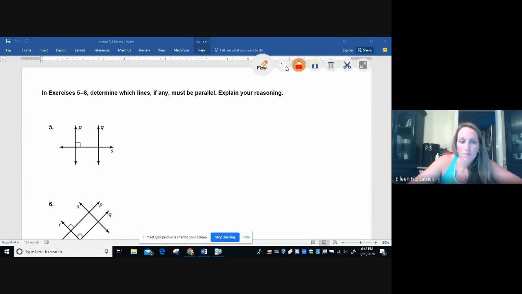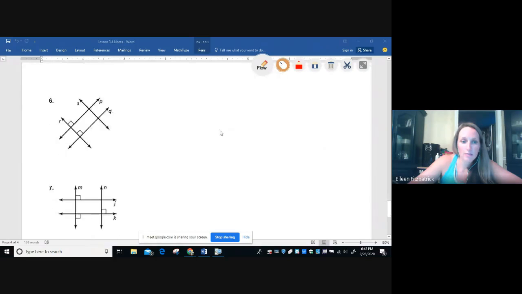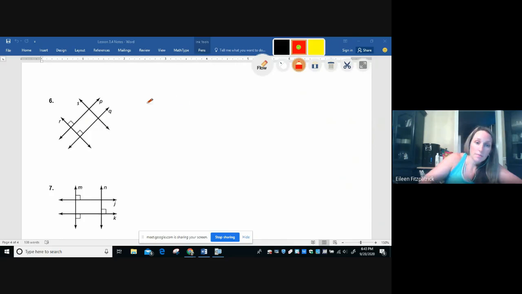All right. For the next problem, number 6. So this time I see that R is perpendicular to both P and Q. So since R is perpendicular to both P and Q, that means P and Q have to be parallel. All right. P is parallel to Q. Now, as far as your reasoning, I would say corresponding angles congruent implies parallel lines.